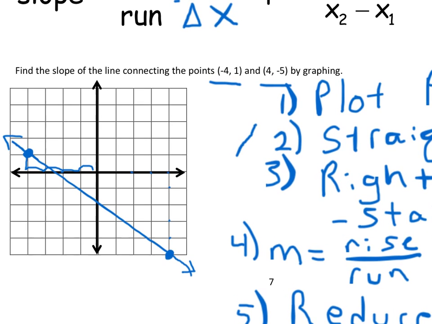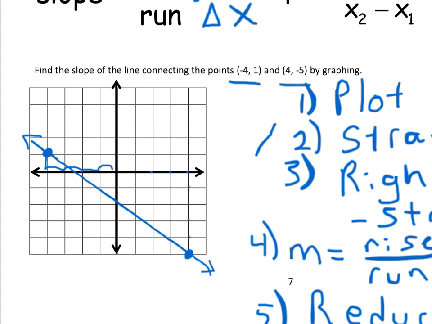Let's go back to this one now and apply the steps. So I've already done step 1 and step 2 with the plotting the points and the straight line. So now I'm going to make a right triangle. Here is what I mean by the right triangle. We have 2 points. We need to connect these 2 points, making a right triangle. And here's how we do it.